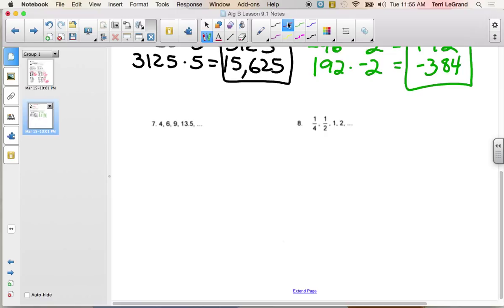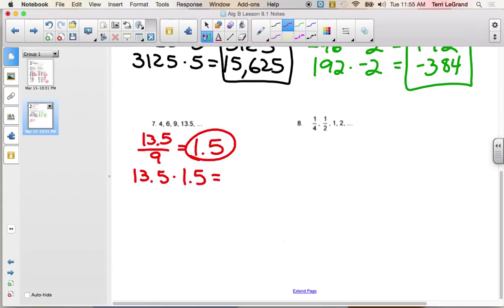Garcia, will you give me the setup that's going to get us the common ratio for number 7? Which one do you want to use? 13.5 divided by 9. Okay. What's that equal? 1.5. And because it's a nice decimal, I'll let you use it as a decimal. If it wasn't a nice decimal, we wouldn't use it. We would have to go with a fraction. Okay, so now we will take 13.5 and multiply it by 1.5. And what do we get? 20.25.